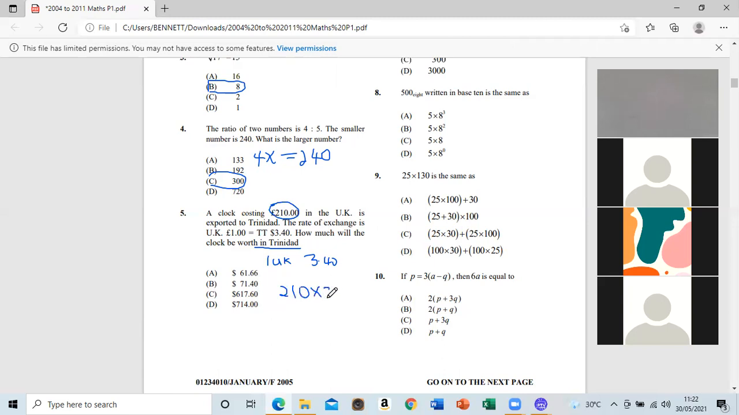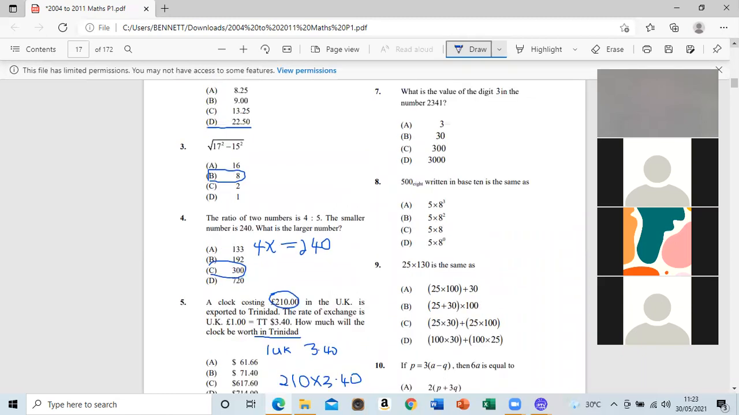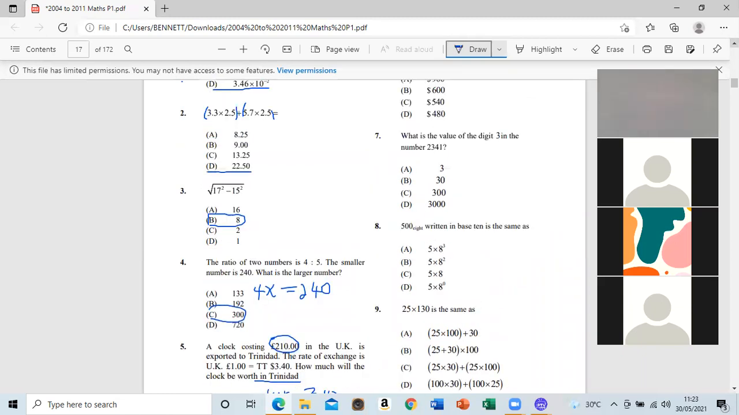And guys, you can just use what you know to get these answers. For example, 2 UK pounds would be $6.80. And you can see the pattern there. So in the exam, you have to be very smart, think very critically. Don't take anything for granted. All right. What was the answer?